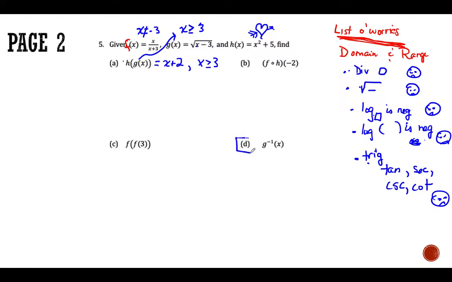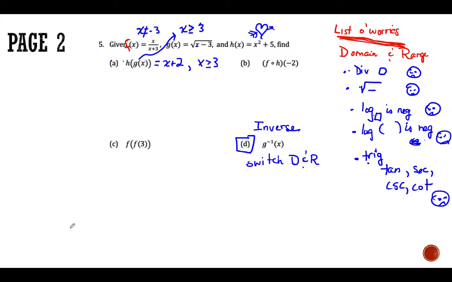All right. Problem D is completely different from all of these. All of these are composition problems. This is asking you for the inverse of a function. The inverse of a function is when you switch domain and range. So, here's what I mean by that.